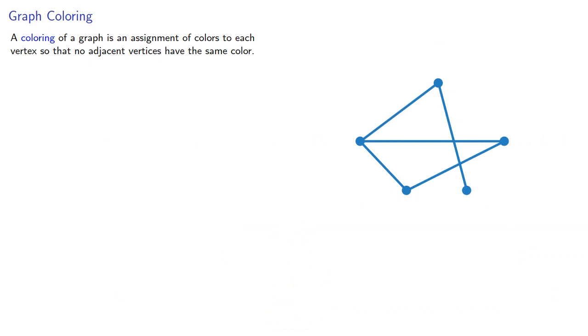A coloring of a graph is an assignment of colors to each vertex so that no adjacent vertices have the same color. Of course, it has no applications in the real world. Or does it?